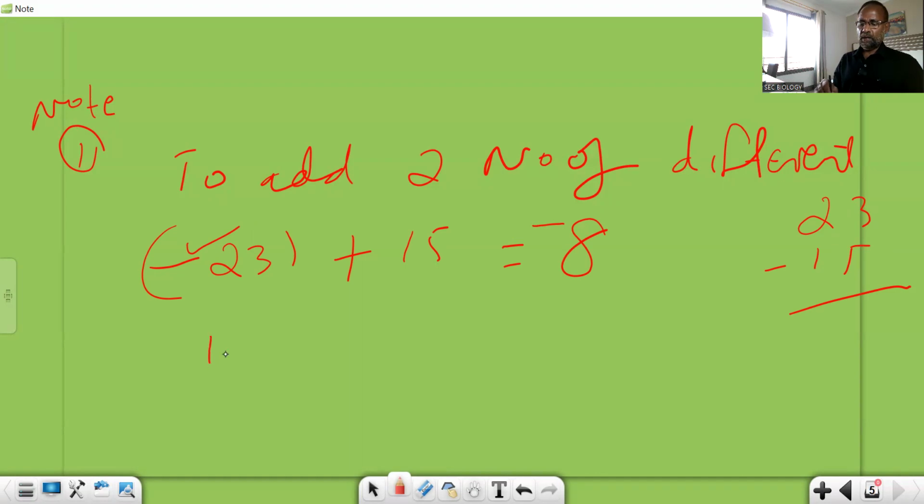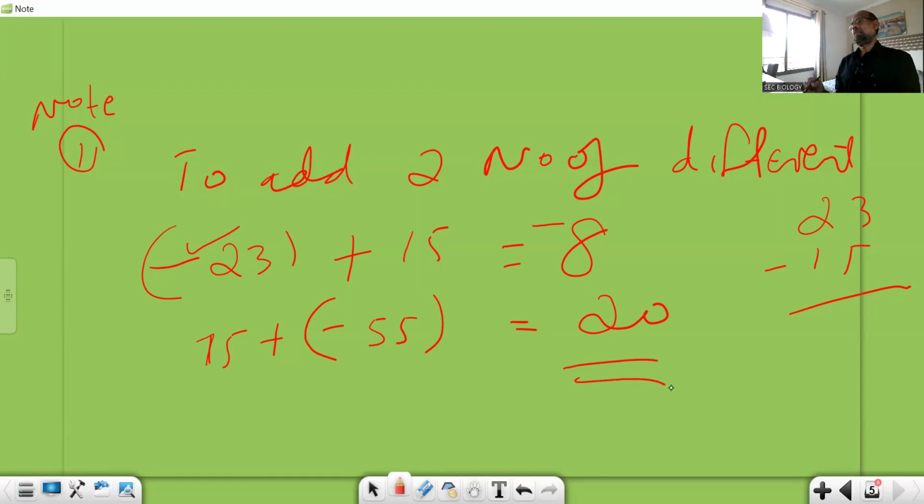Okay, 75 plus minus 55. You can do 75 minus 55. What is the difference? 55, 65, 75. I think 20 is the difference. What is the sign of the big number? Minus? No, 75. The answer is plus 20. Don't think that minus is smaller. Yes, minus is smaller, but I am talking about the absolute value of the number.